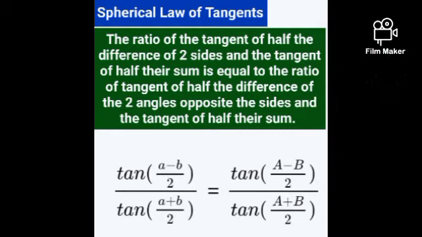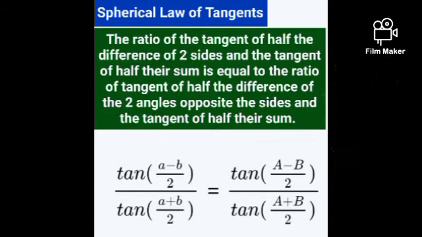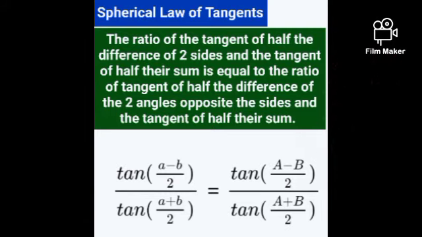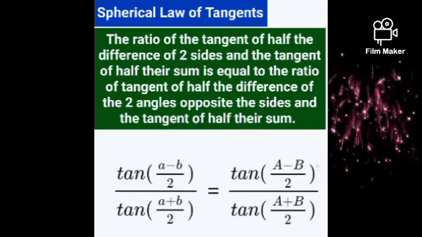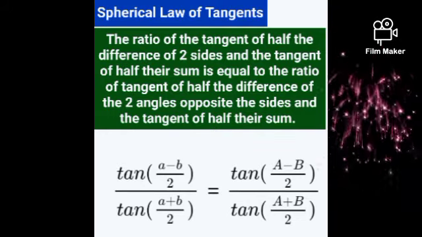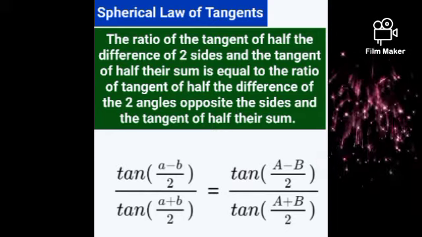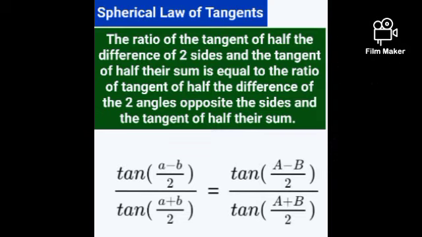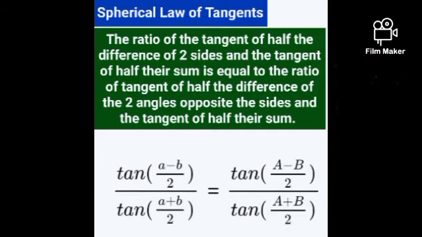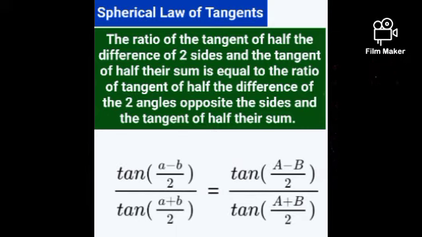And the denominator in the ratio at the right-hand side of the equation is the tangent of half the sum of the two angles. The sum of the two angles is A plus B, and half the sum of these two angles is given by (A plus B) all over 2. And we get the tangent of half this sum of the two angles A and B opposite the sides small a and small b. Thus, at the left-hand side of the equation, we have the ratio of the tangent of (a minus b) all over 2 and tangent of quantity (a plus b) all over 2.